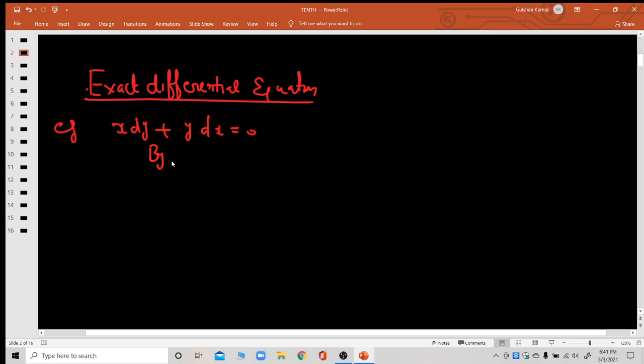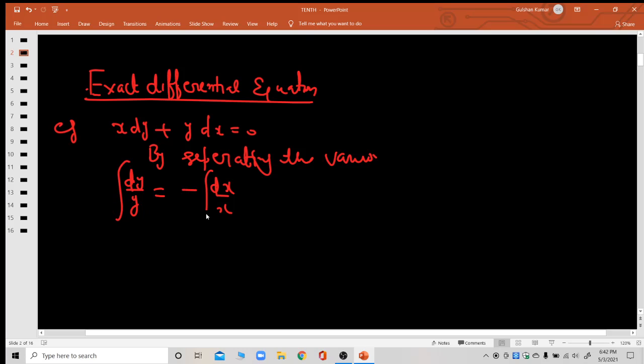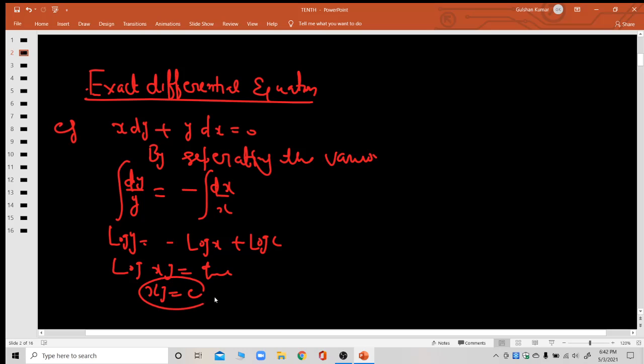By separating the variables, we get dy upon y minus dx upon x. Then integrating both sides, you get log y minus log x plus log c. So this is log xy is equal to log c. So xy is equal to c. So xy is equal to c is the exact solution of this one.